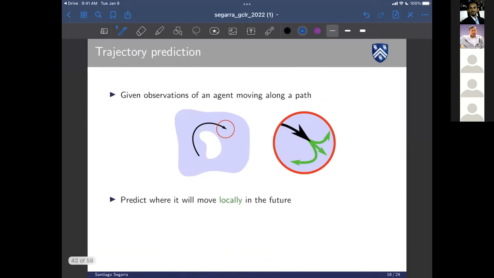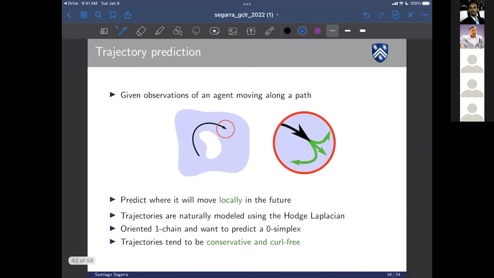So before introducing then an admissible architecture, which is something that satisfies these three properties we just introduced, let me introduce the task that we'll be discussing and why it makes sense in our context, and that is trajectory prediction. So given observations of an agent moving along a path, like this one over here, we want to predict where it will move locally in the future, okay?